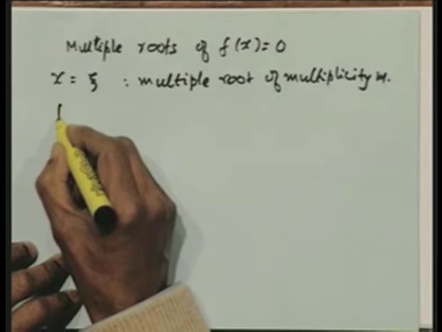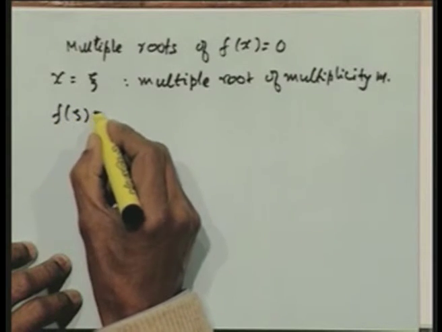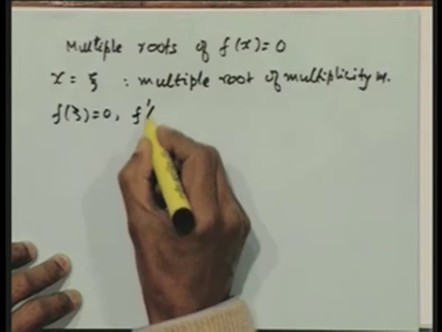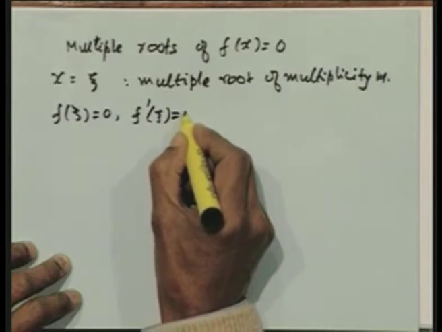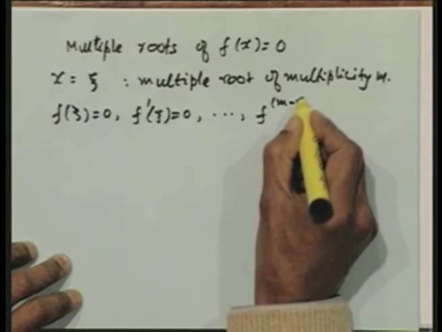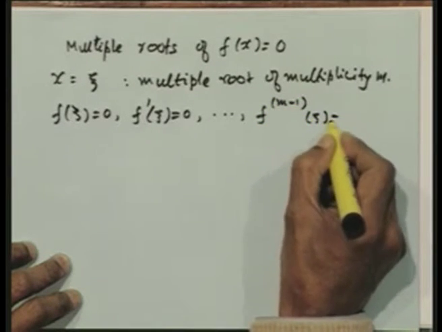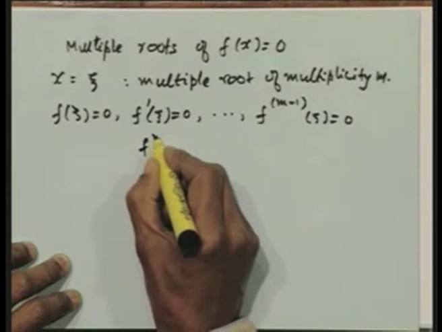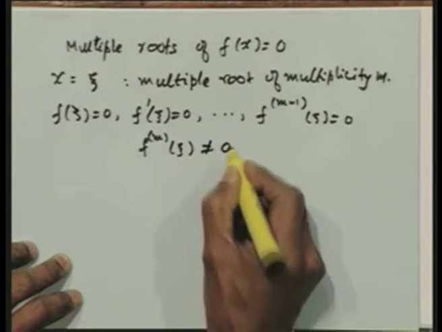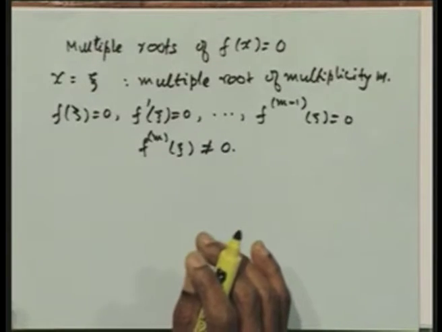Then we know that f(xi) would be 0, its derivative is also 0, f'(xi) = 0, and so on up to the (m-1)th derivative equal to 0, and the mth derivative is not equal to 0. This is the basic definition of the multiple root of multiplicity m.